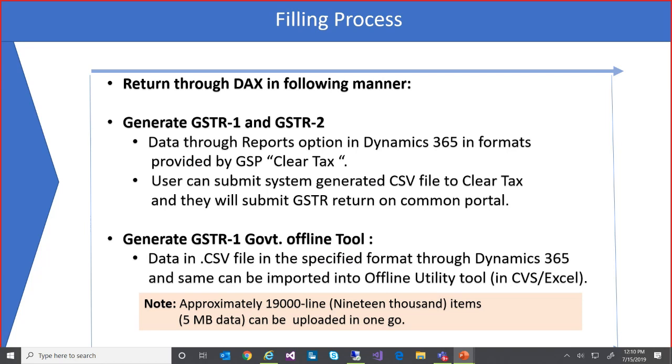So the user can generate an offline tool, where we provided around 10 CSV files that will be generated, and these CSV files will contain the B2B, B2C, all the transactions, exports, exempted sales, and all these details, based on the file format provided by the government.